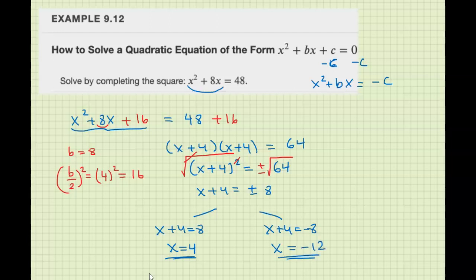So here we got to our solutions. We use completing the square to get a quantity squared, and then we use the square root property that we used in the last section to actually solve the equation.